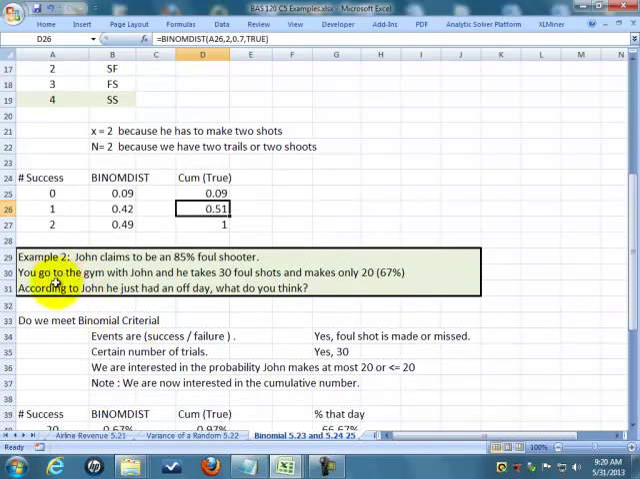Let's say John claims to be an 85% foul shooter.